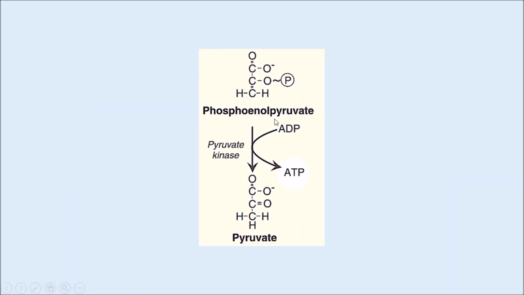In this reaction, the phosphoenol group of phosphoenol pyruvate has sufficiently large energy to drive the synthesis of ATP from ADP. The phosphate group is donated by this compound itself. So ATP is formed and the final product is now pyruvate, the enzyme being pyruvate kinase.